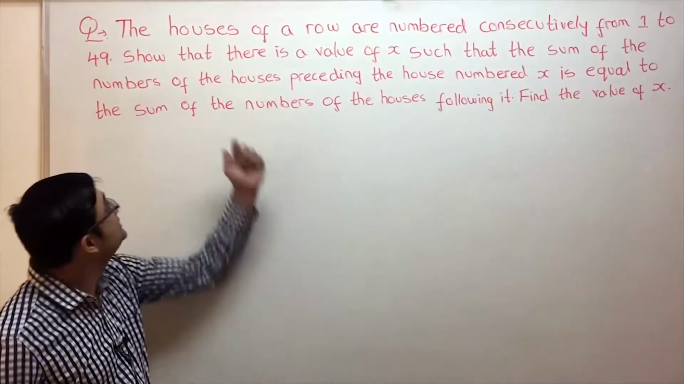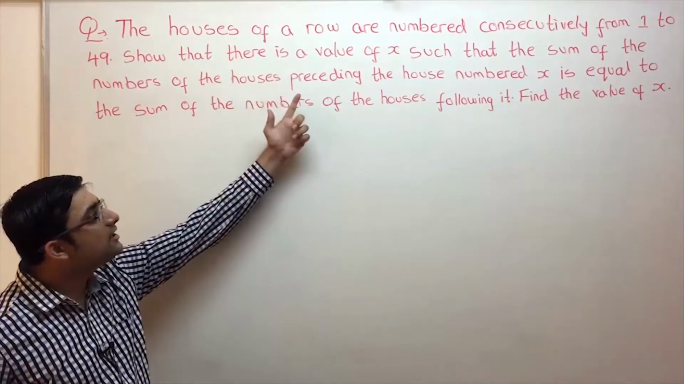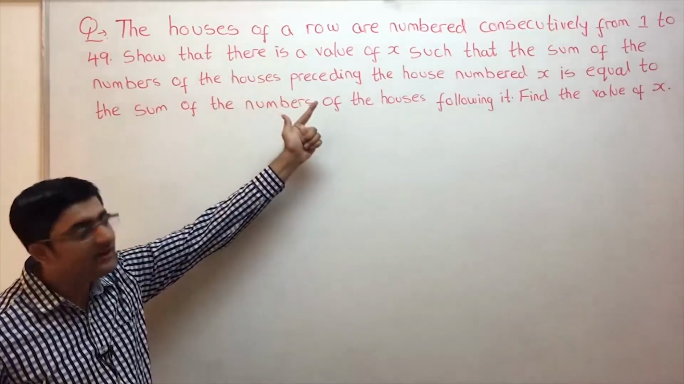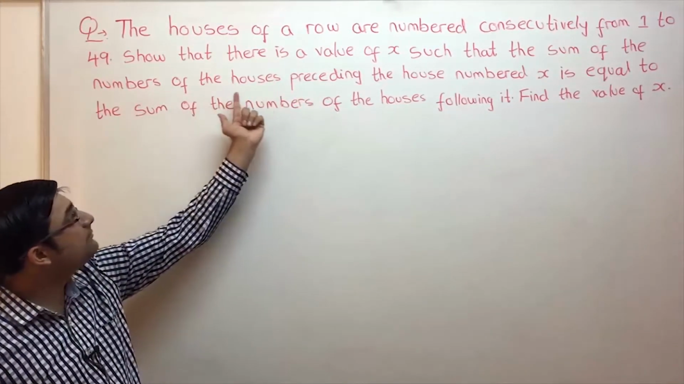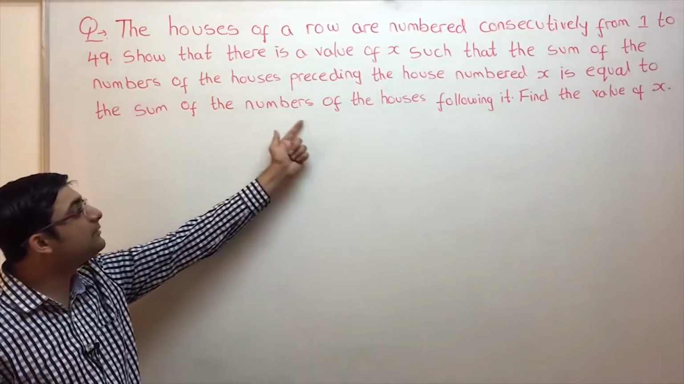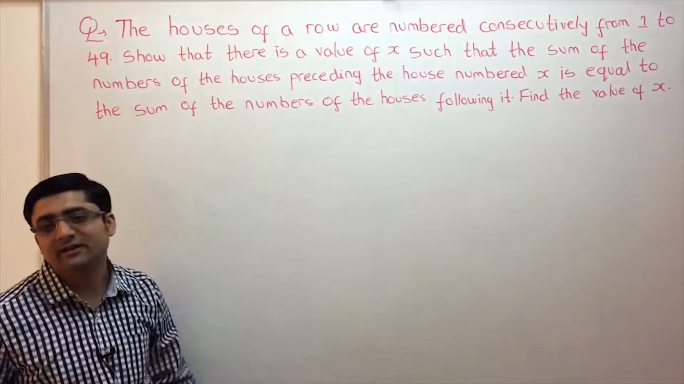So let's read the question. The houses of a row are numbered consecutively from 1 to 49. Show that there is a value of x such that the sum of the numbers of the houses preceding the house numbered x is equal to the sum of the numbers of the houses following it. Find the value of x.